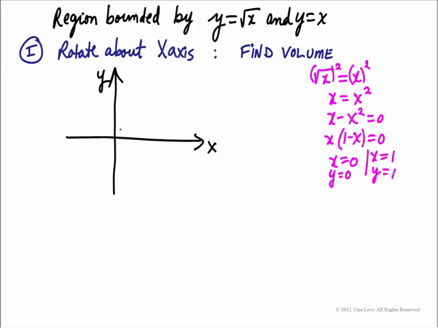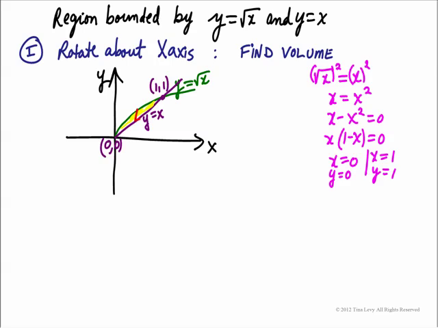I'm now going to graph. Y equals square root of x looks something like this. It's half of a parabola to the right. And I found that these intersect at 0, 0, and 1, 1. So y equals x is here, and the point of intersection here is 1, 1. The initial one is 0, 0. This is the region that we are dealing with. This is the region we are going to rotate about the x-axis.